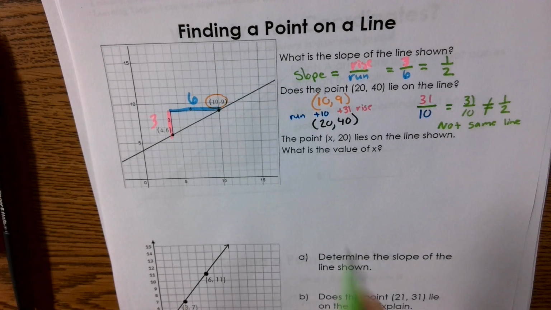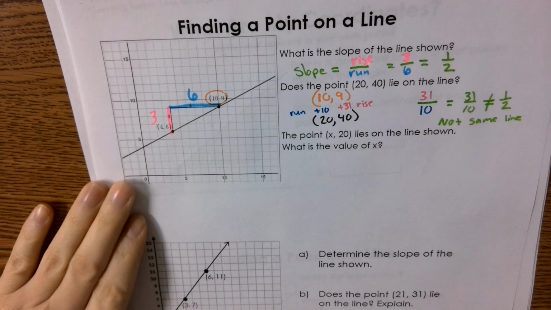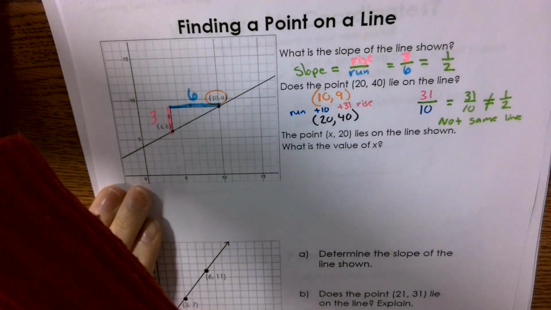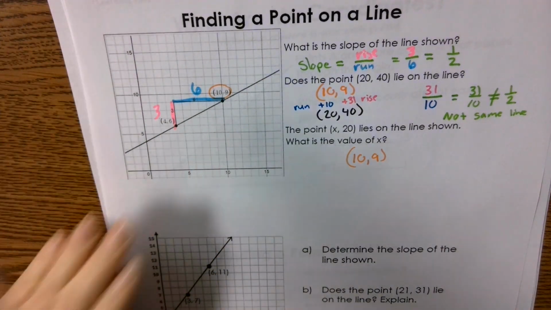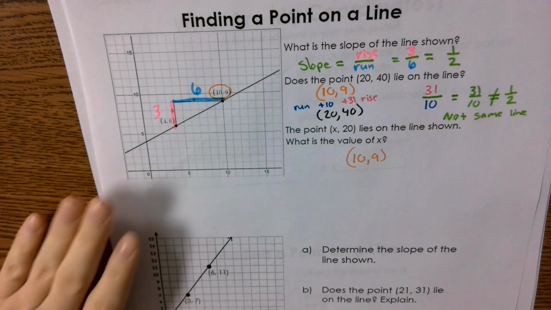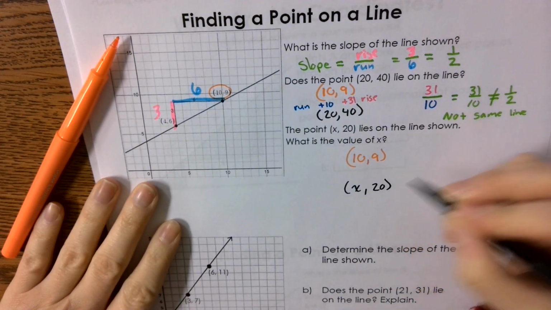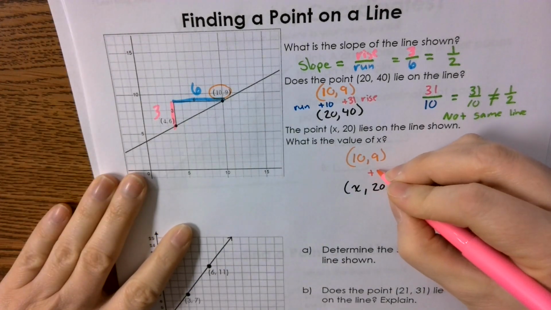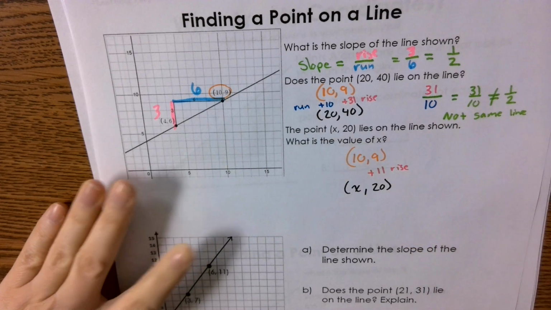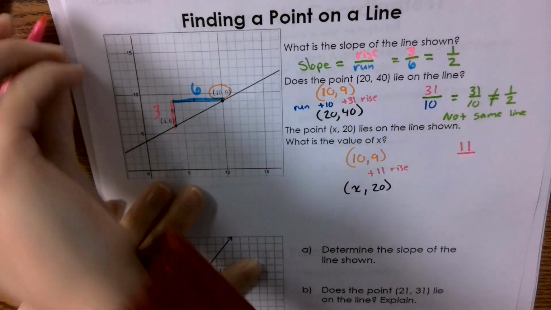Okay, now we want to know the point (x, 20) is going to be on that line. I know (x, 20) is going to be on the line, so I want to know the value of x. So again, I'm going to start off with that point that I had here, that (10, 9), and I know that I'm going to have to do a value that's going to get me to (x, 20). So I'm going from 9 to 20, which means I'm going to have a rise of 11. So if I know my rise is going to be 11, I need to know what my run is going to be.